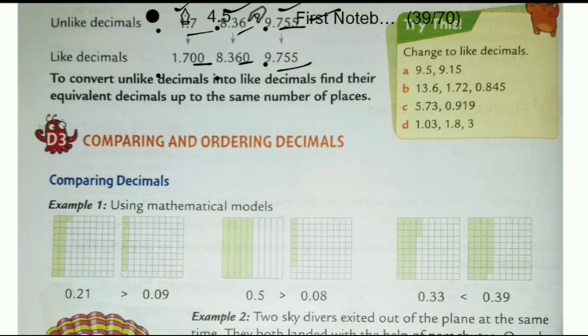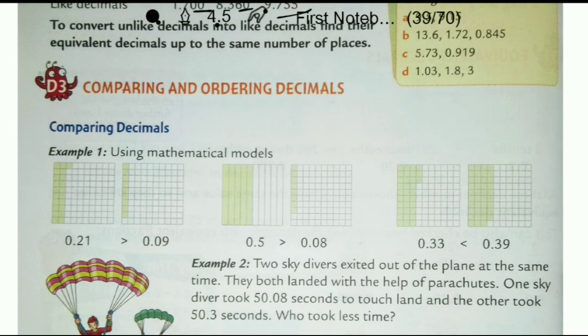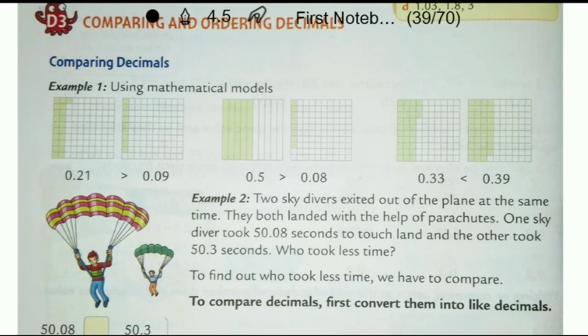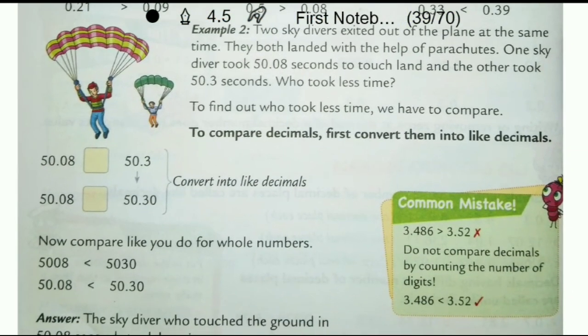Next, comparing and ordering decimals. In this video we will learn only comparing decimals, and in the next video I will explain ordering decimals. Comparing means finding whether one is greater, equal, or less than the other. Always when you compare, you have to first convert unlike to like decimals, and only then can you compare.